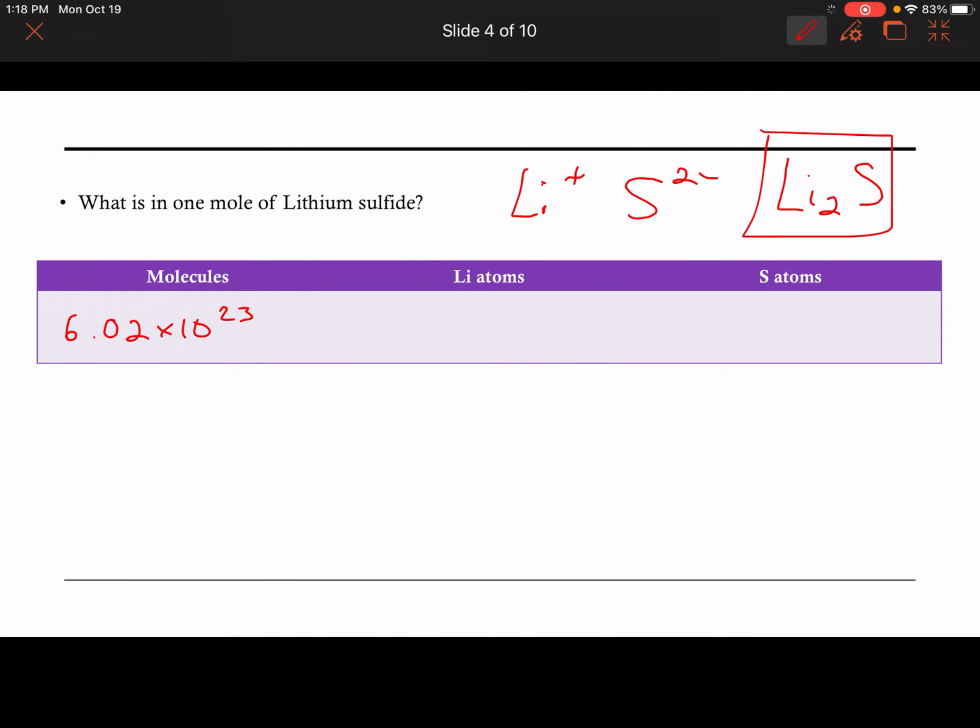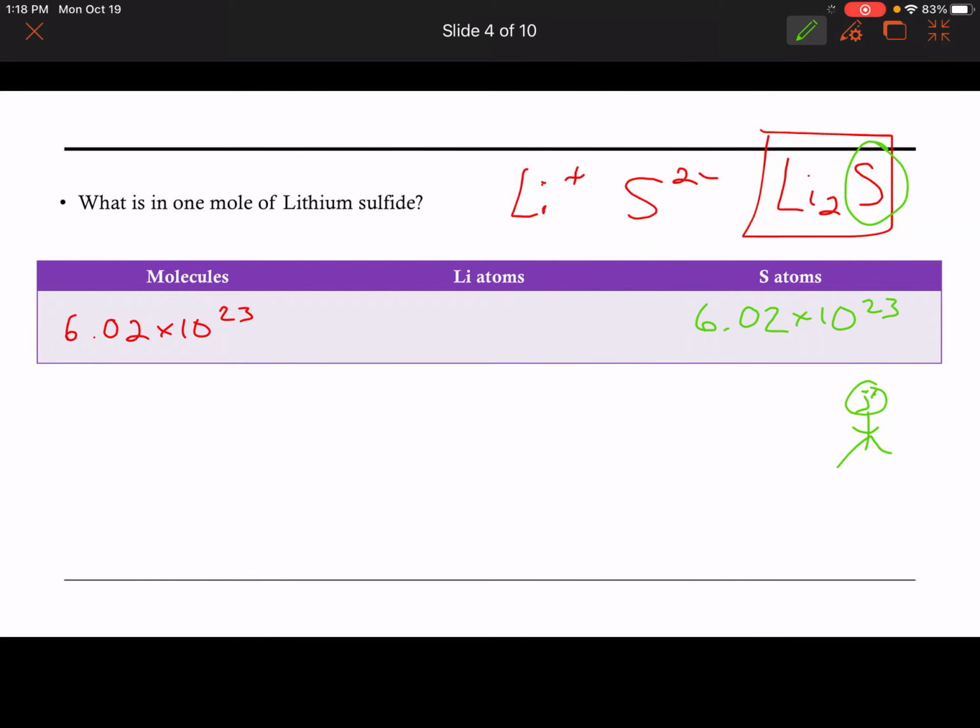Now, let's do sulfur first actually. So within this molecule, how many atoms of sulfur do we have? And that's going to be 6.02 times 10 to the 23rd. So this would be like the noses, right? But, so let's go back to the people for a second. Let's look at our people.